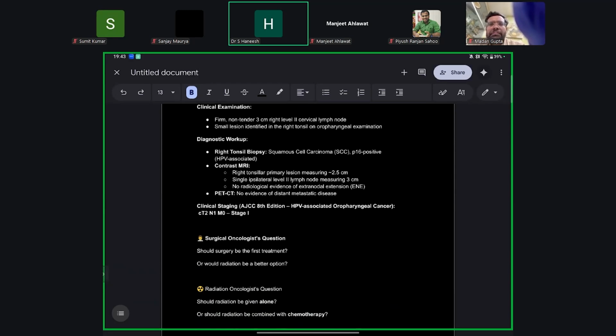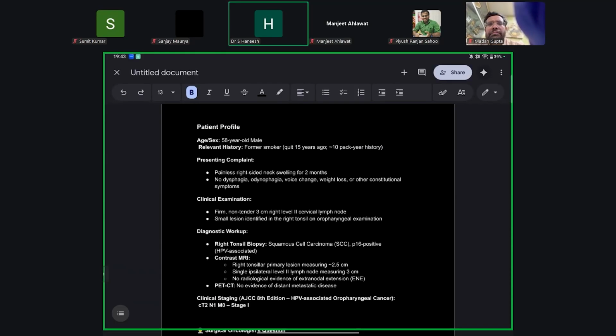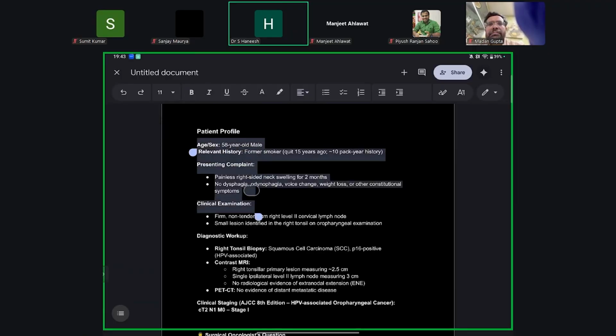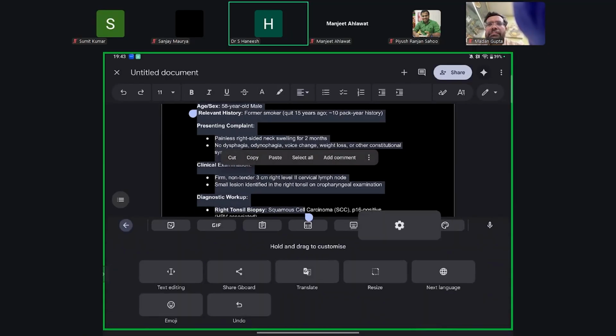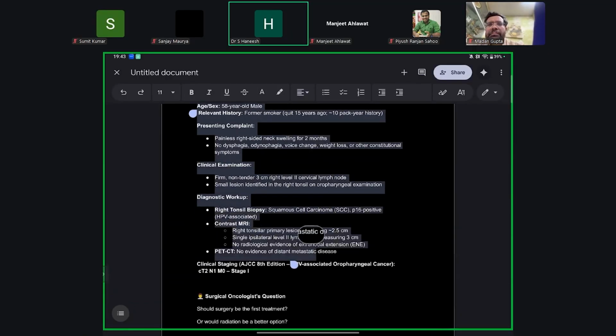So here is a question we have for a surgical oncologist: whether I have to do surgery as the first treatment, or go for radiation as the better option. So what I will do, I'll take the case and put it in the app, and let's see the options and what evidence is available.